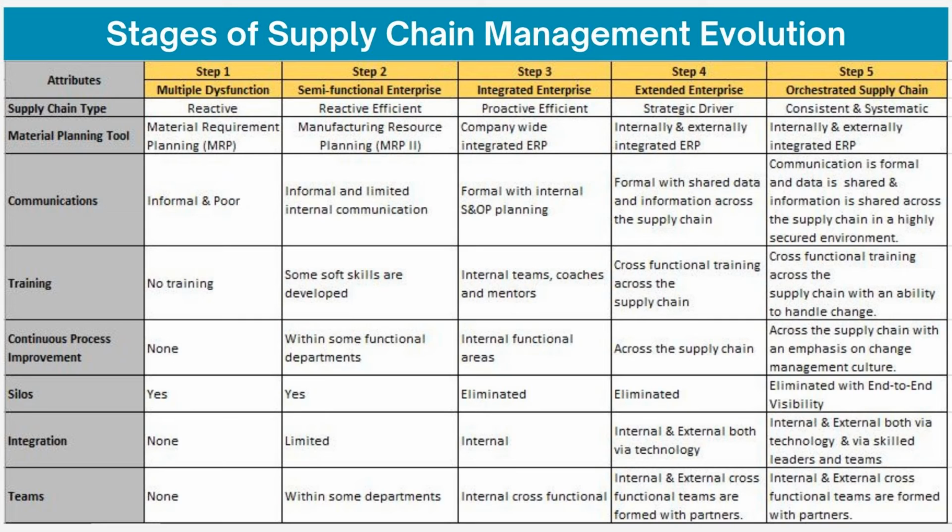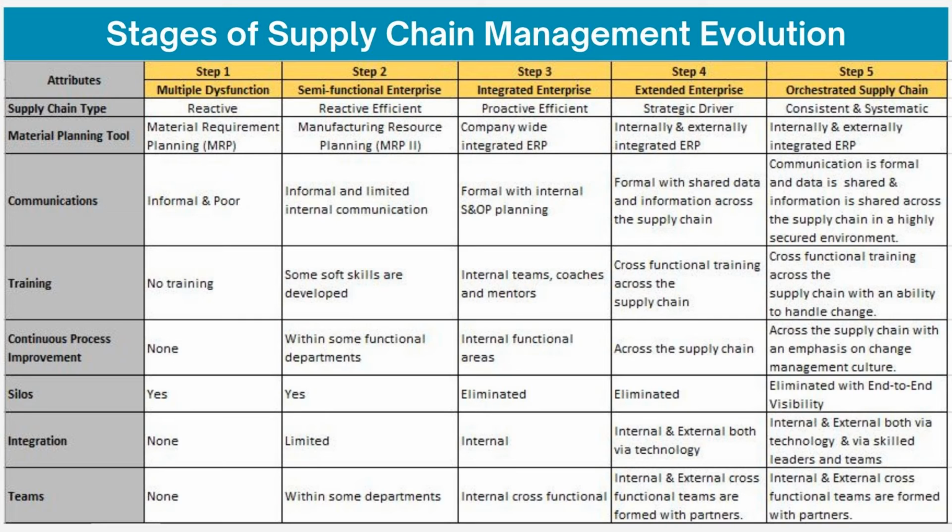Let's see how training takes place in each of the stages. In multiple dysfunction, there is no concept of training, whereas in semi-functional enterprise, some soft skills are developed because the departments are getting connected, they are getting a little organized. In integrated enterprise, internal teams, coaches, and mentors train. And in an extended enterprise, cross-functional training across the supply chain takes place.